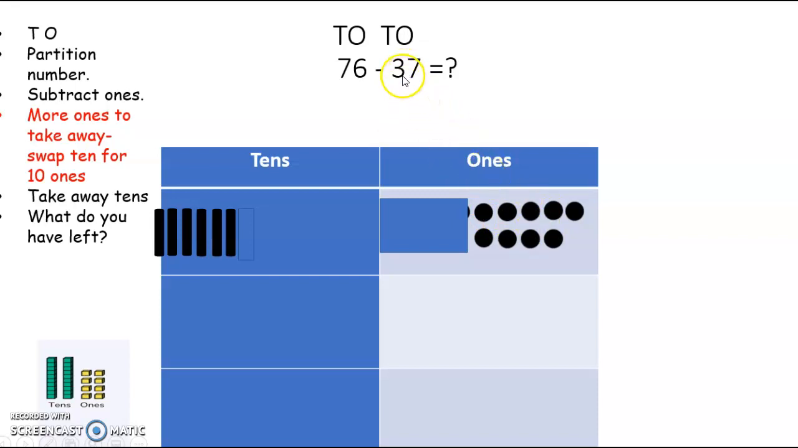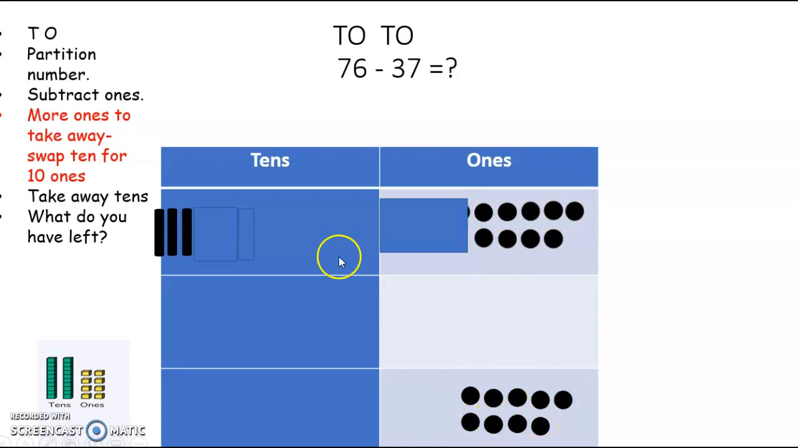I've got the ones left. Remember, we've still got the 10s to take away, so I'm going to take away 3 10s, so cross that out. So then we have 5, 6, 7, 8, 9 ones and 3 10s. 3 10s and 9 ones is 39.